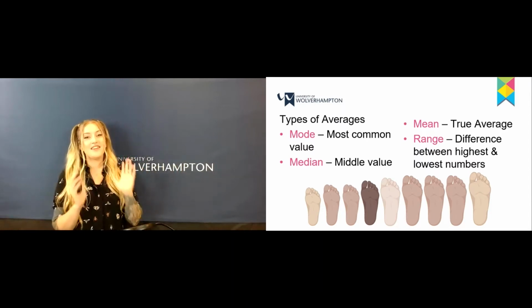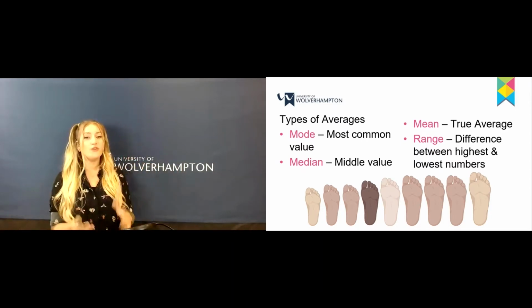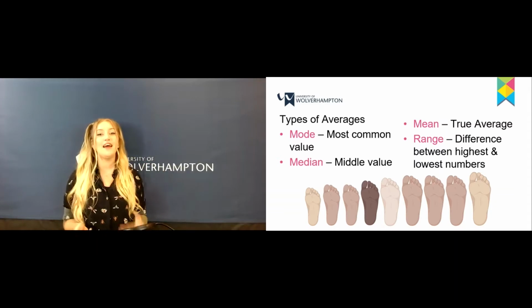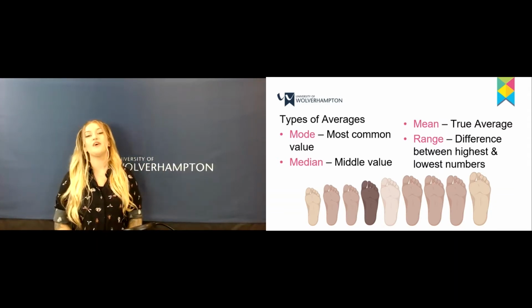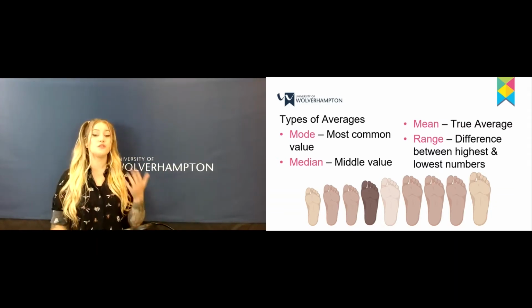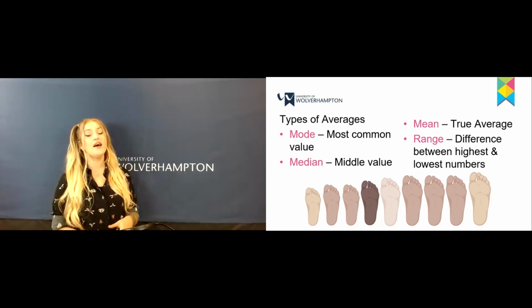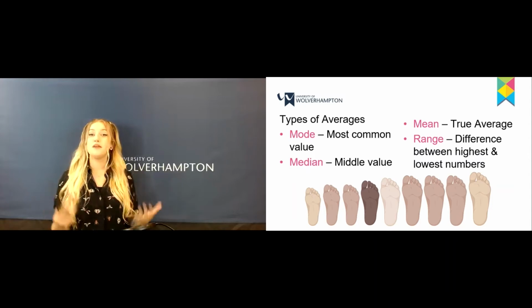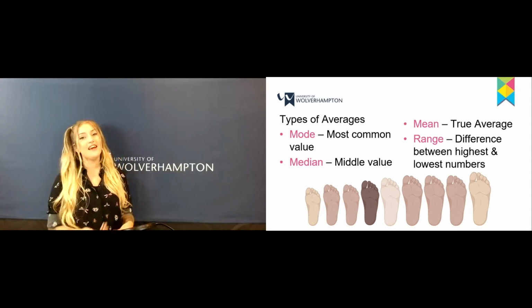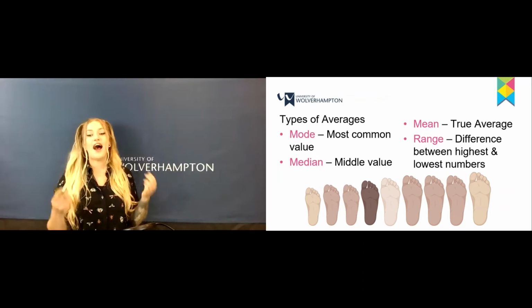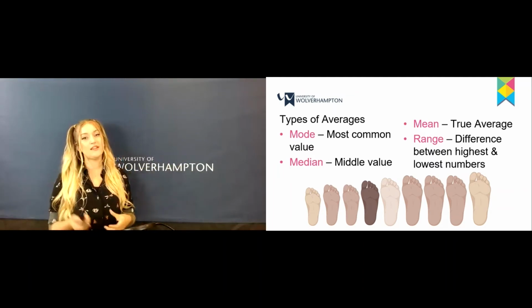So we have our averages here, we have mode, median, mean and range. Now, just for those of you that aren't sure or want to recap, the mode is our most common value. Median is always a middle value. The mean is our true average, and the range is the difference between the highest number and the lowest number.